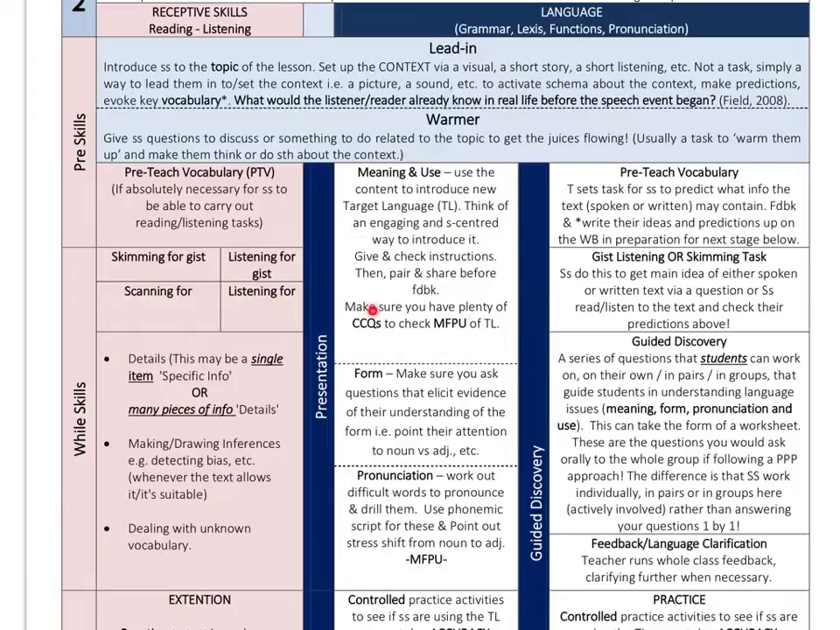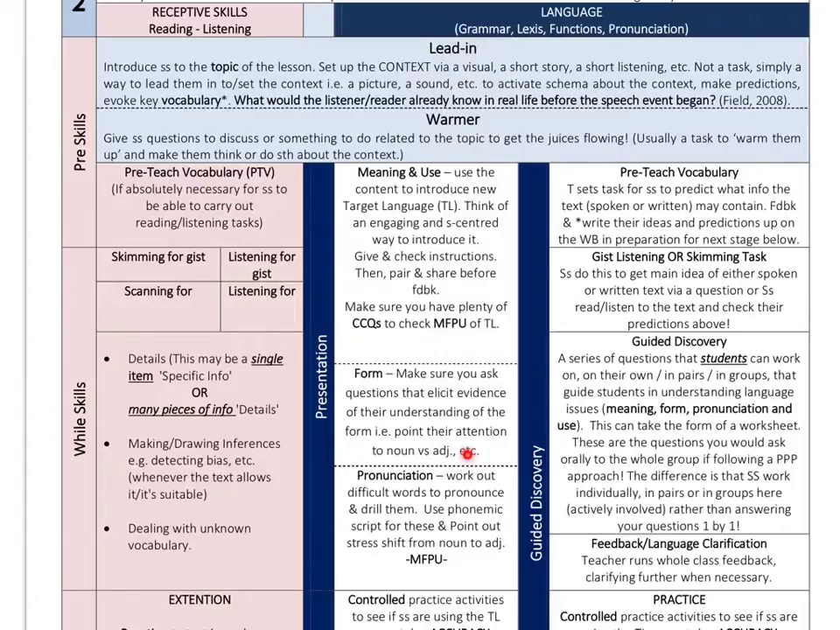You would probably be addressing meaning first, before we actually look at form, or the grammar, or the structure. Make sure you ask questions that elicit evidence of their understanding of the form. For example, point their attention to the target language. An example would be, is it a noun? Look at the word on the board. Is it a noun? Is it an adjective? Is it a verb? How do you know?